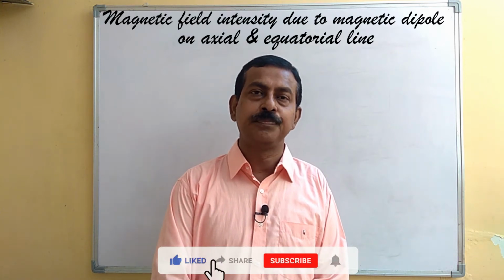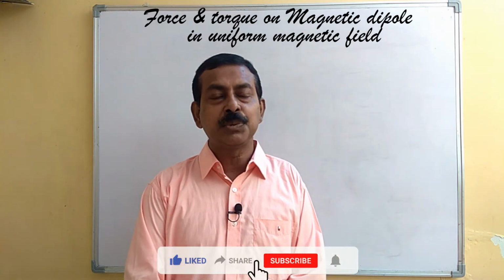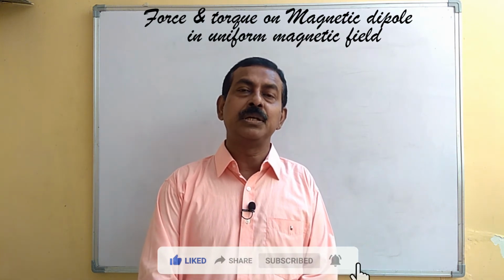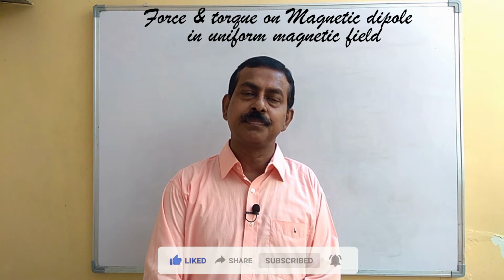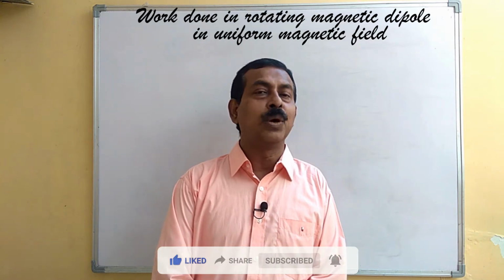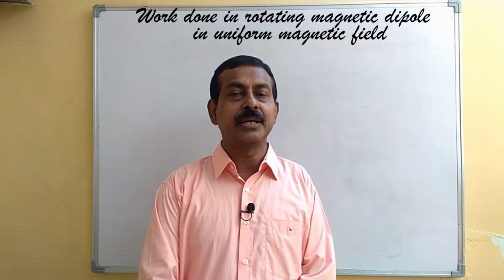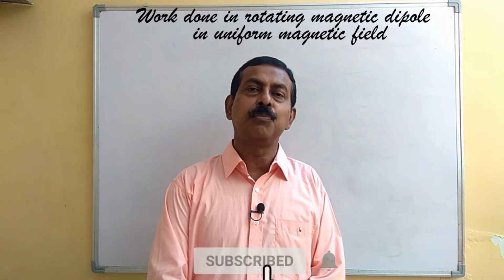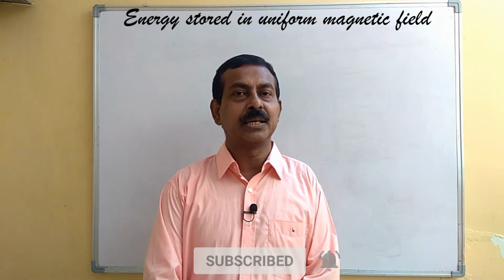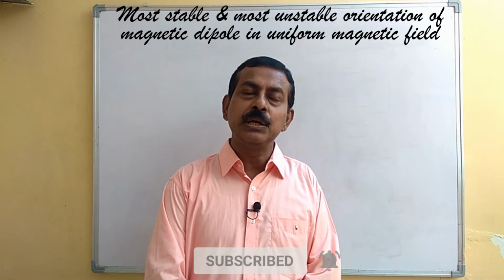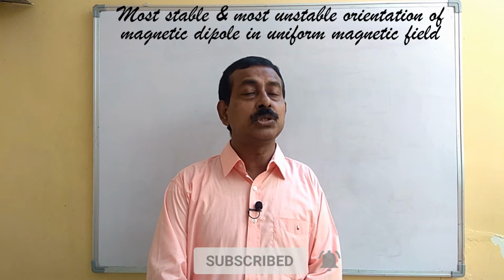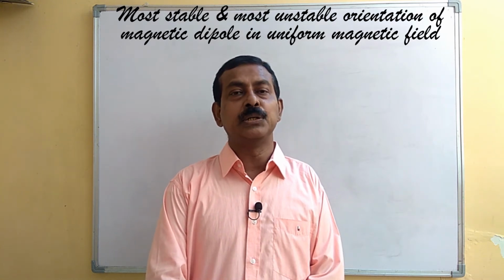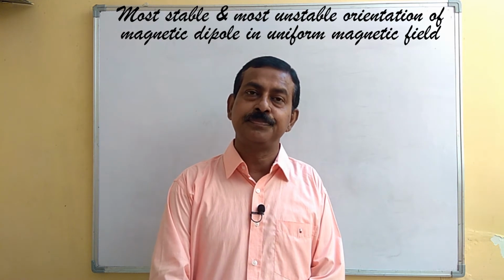We'll also find the expression for the force and the torque on a magnetic dipole which is kept in a uniform magnetic field. Then we'll find the work done in rotating a magnetic dipole in a uniform magnetic field, and the expression for potential energy stored in a magnetic dipole. We'll also see the most stable and most unstable orientation for a magnetic dipole in a uniform magnetic field.